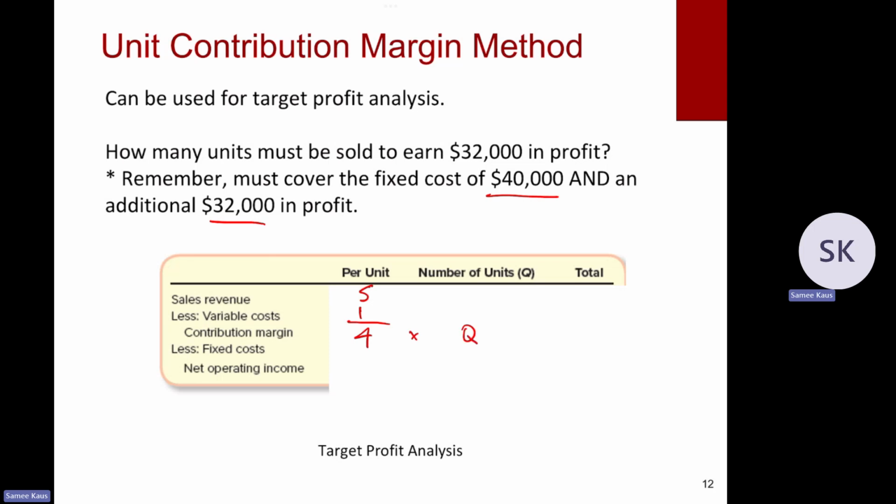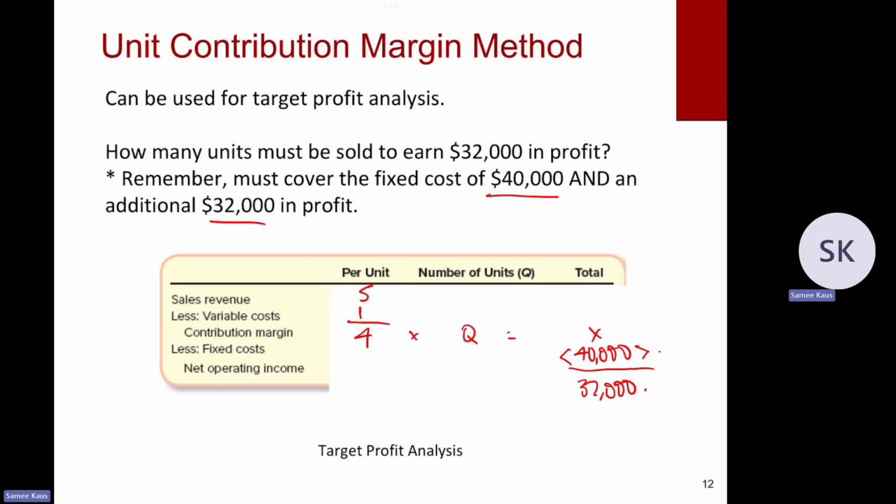Now I have to sell some unknown level of quantities here, right? And my contribution margin, do I know how much that has to equal? No, I don't. Why do I not know yet? Because I have to factor in my fixed costs as well. Okay. And then after I subtract out my fixed costs here, how much do I want to have left over? My net operating income needs to equal my target profit, right? Because I'm saying I want to cover my $40,000 in fixed costs and have $32,000 left over.